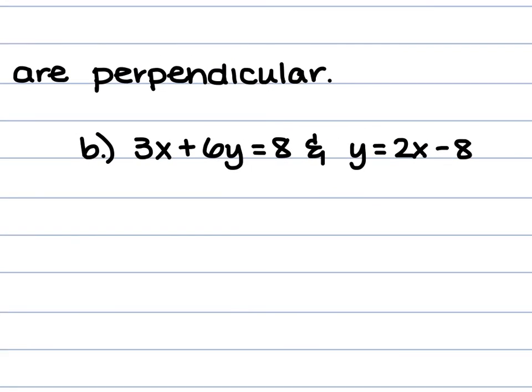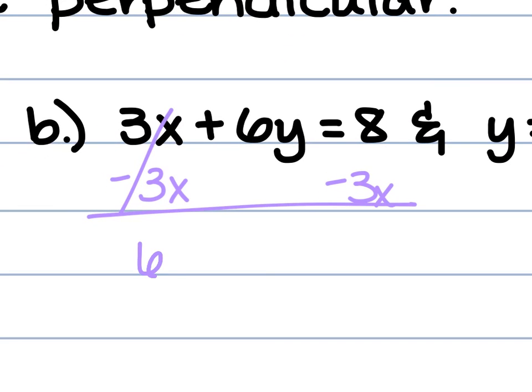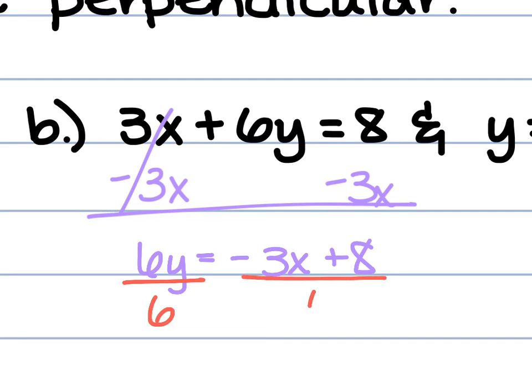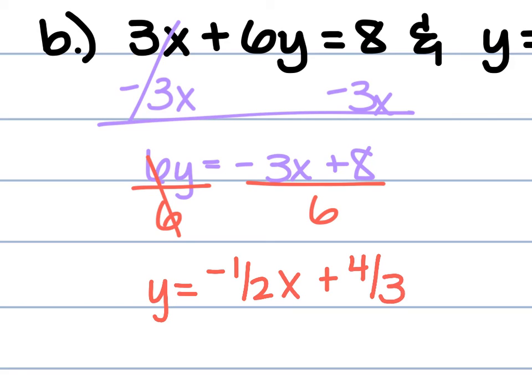For B, we have 3x plus 6y is equal to 8. We're going to move the 3x over by subtracting it from each side. So subtract 3x from each side. We have 6y is equal to negative 3x plus 8. Then we're going to divide each side by 6. We have y is equal to negative 1/2 x plus 4 over 3. So our slope for this one is the negative 1/2.